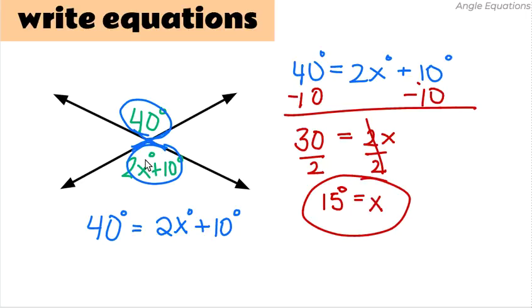Now if I go and I look at my picture here, if I replace the x with 15, well, 2 times 15 is 30. 30 plus 10 is 40. They're equal. Pretty cool. So make sure that you solve this equation on your paper.